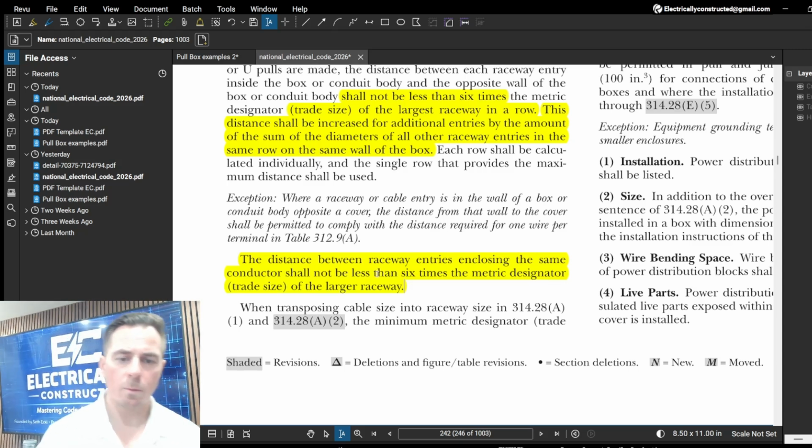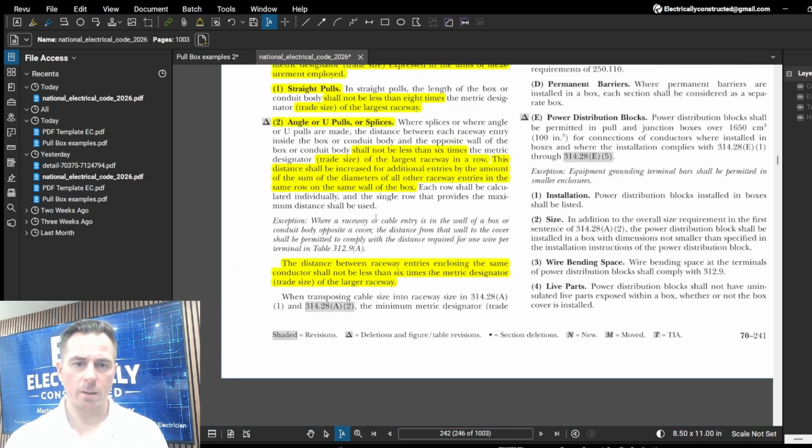All right, so let's quickly go over what this is mainly telling us. With straight poles, we had the 8-times multiplier. With angle, U poles, and splices, we have a 6-times multiplier. But we also have some additional calculations to do. We have to add the other conduits. So we take the largest trade size conduit coming into the box, multiply that by 6, and then add the other conduit sizes up after that. We'll do some examples so that it makes a little more sense.